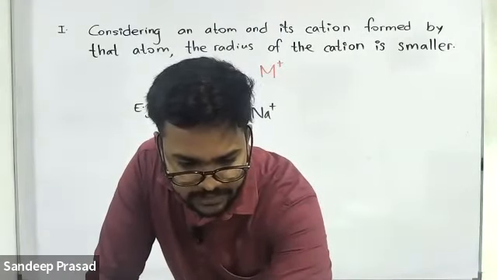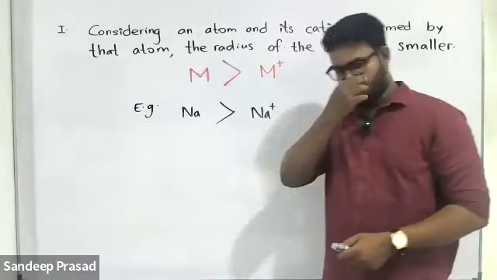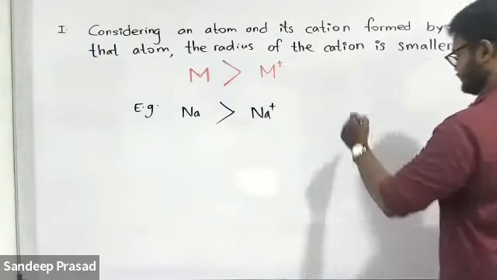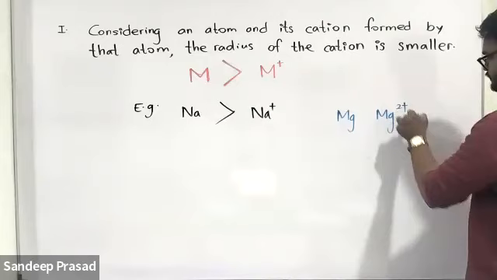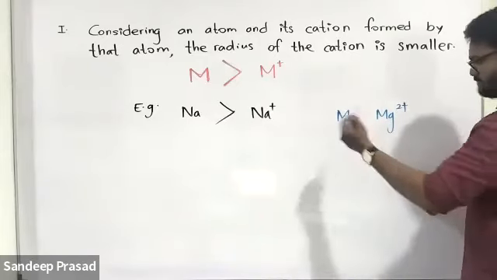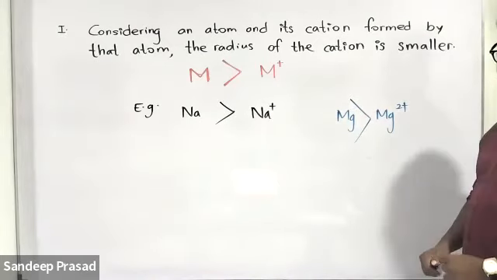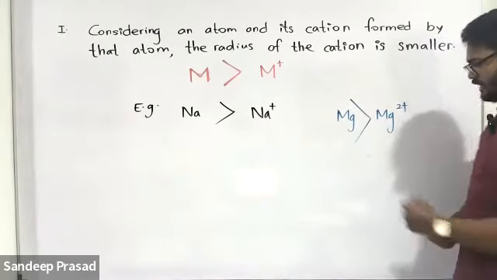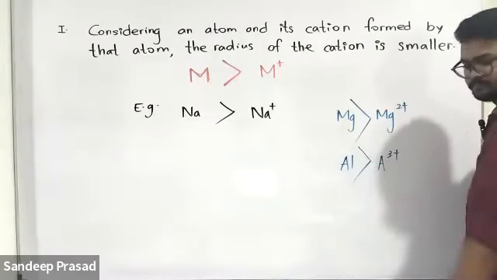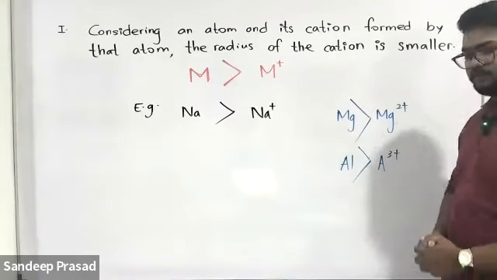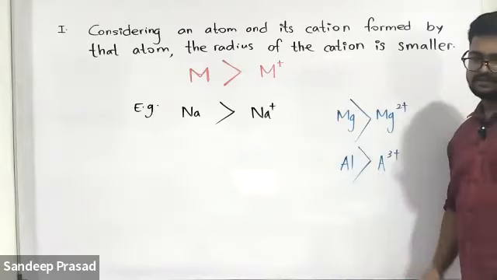So what about elements with more than one electron in the valence shell? That doesn't matter. If more electrons are removed, it is the same thing. Imagine magnesium and magnesium 2 plus. Magnesium has a larger radius than magnesium 2 plus. Aluminium and aluminium 3 plus: who has the larger radius? Aluminium. Always, when you compare the cation and its element, the element has the larger radius.